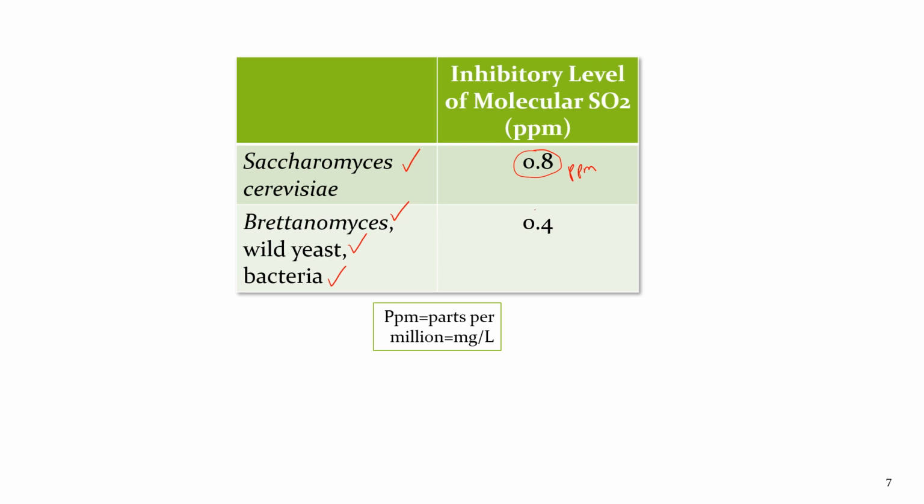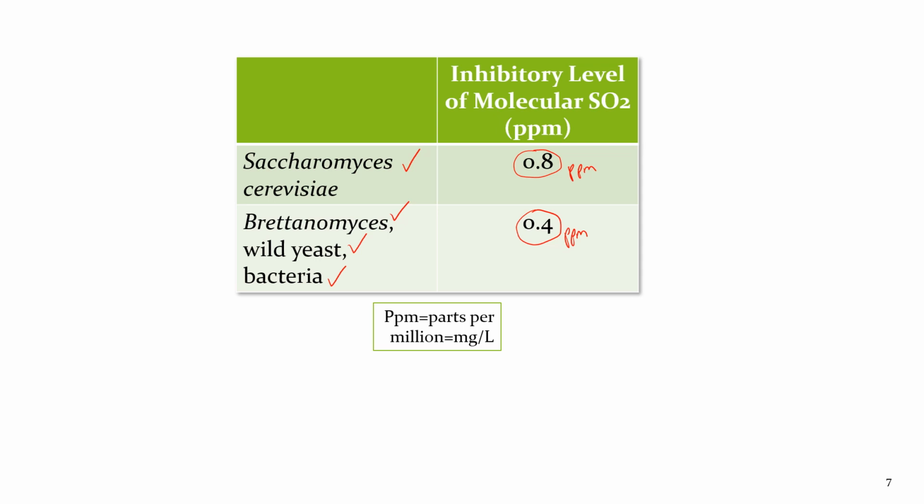Say instead we want to protect against Brettanomyces or wild yeast species or bacteria. The target there is 0.4 parts per million molecular. It's lower than the target for Saccharomyces cerevisiae because bacteria, most wild yeast species, and Brettanomyces are more sensitive to SO2 than is Saccharomyces cerevisiae. So we can get away with a lower level.